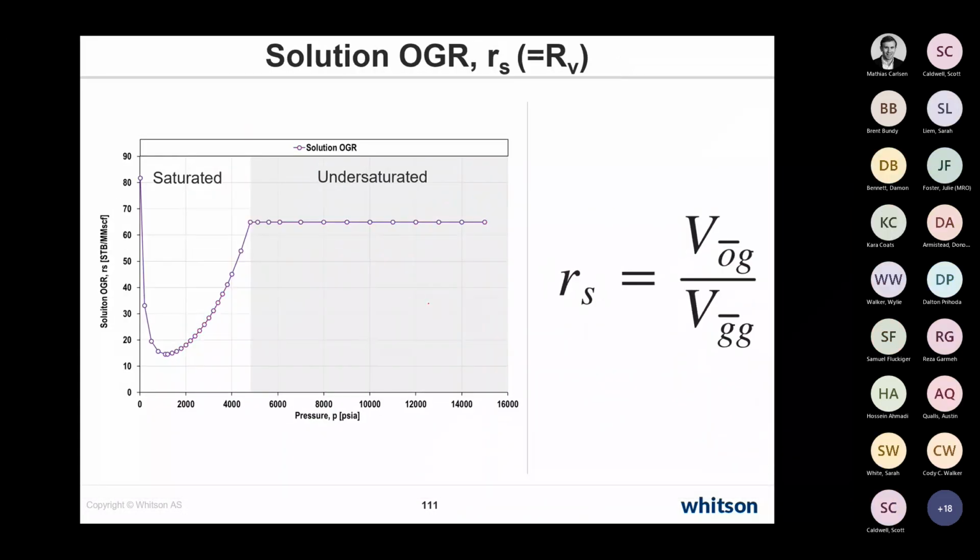Excellent. The other property there is the solution OGR value, what we call the RV. It looks like this. It has a shape that's constant above the saturation pressure, and then it decreases and turns non-monotonic in the saturated region. To understand why this shape goes up like this, a lot of people ask, is this a mistake?